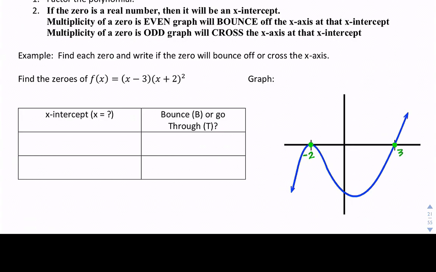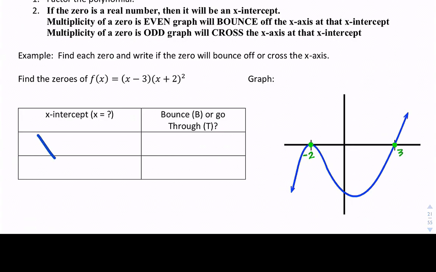The multiplicity, so we call this the multiplicity of the zero. If the multiplicity is even, so if the exponent is even, it will bounce off. And if the multiplicity, so if the exponent is odd, it will cross through. Okay, so let's do 3 examples. Find each zero and write if the zero will bounce off or cross the x-axis.